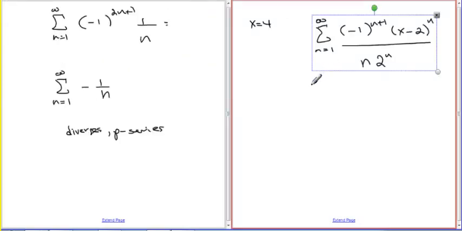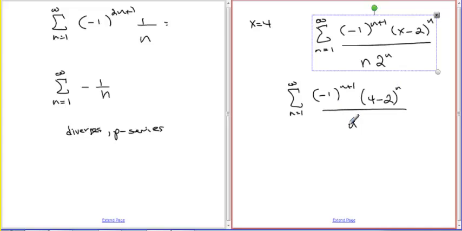So we get (-1)^(n+1) times (4 − 2)^n over n·2^n. So this is going to be 2^n, 2^n. These are going to cancel out. And what we're left with is an alternating series: (-1)^(n+1) divided by n.